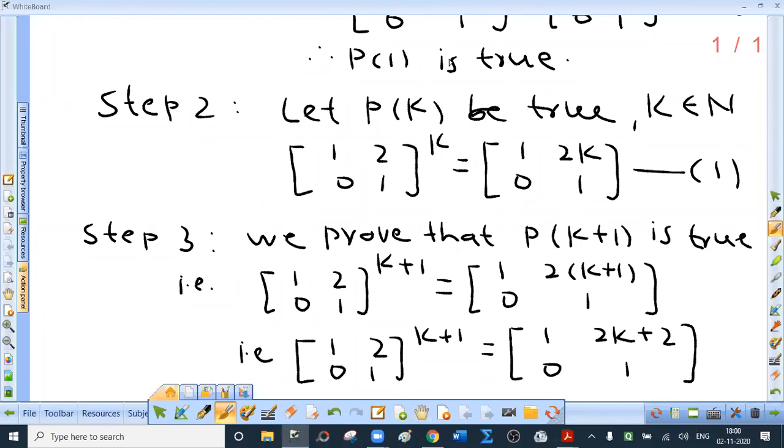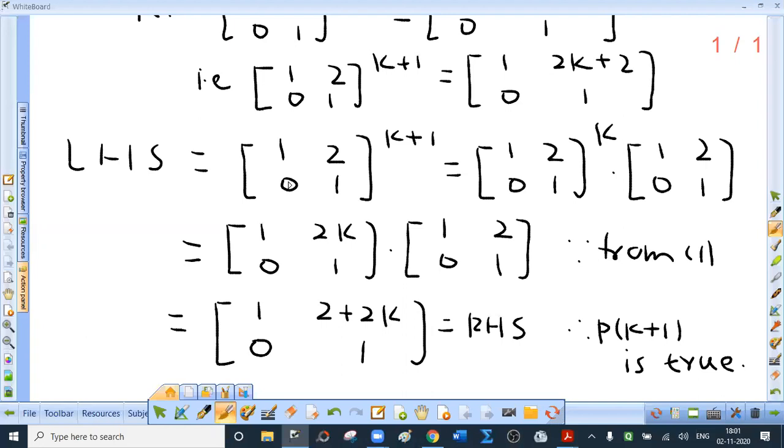Begin with LHS. So LHS is 1, 2, 0, 1 raised to k plus 1. Laws of indices: 1, 2, 0, 1 raised to k into this matrix again 1, 2, 0, 1. But this is what? From 1, this one. 1, 2k, 0, 1 multiplied by this. You should know that matrix product is a row by column product. Both are square matrices of order 2 by 2. So the product matrix is again of order 2 by 2.